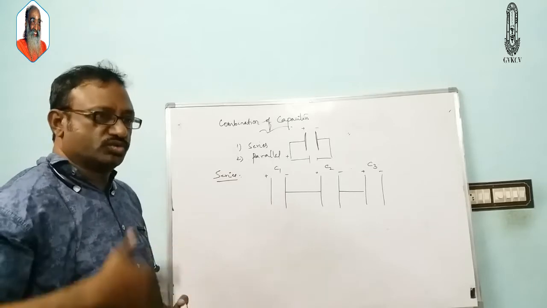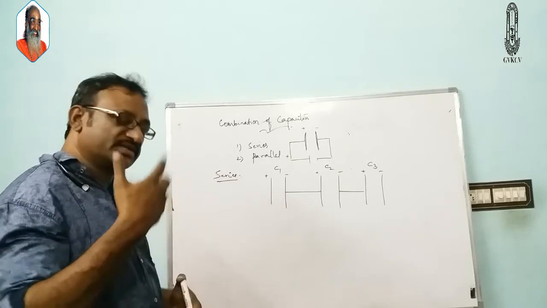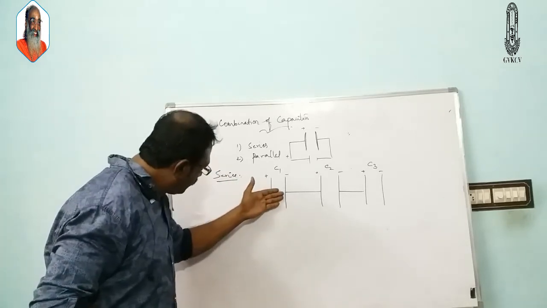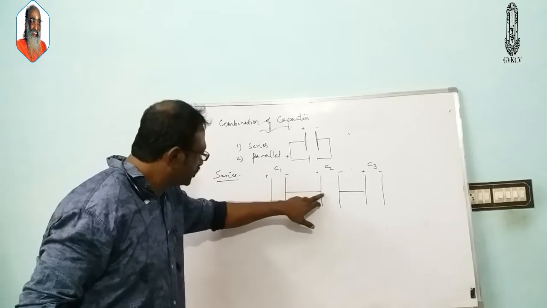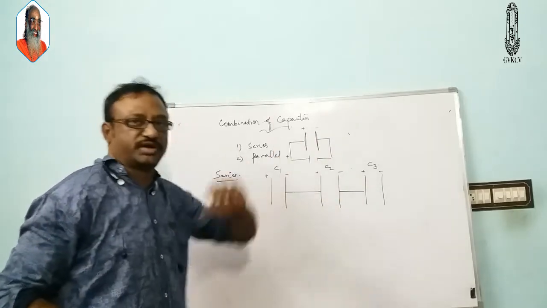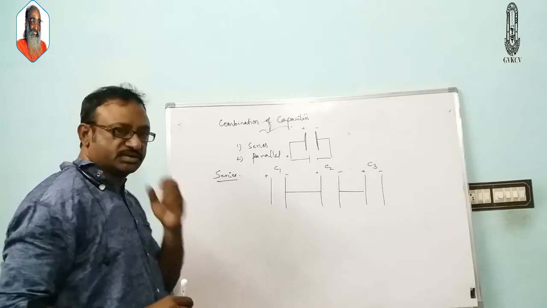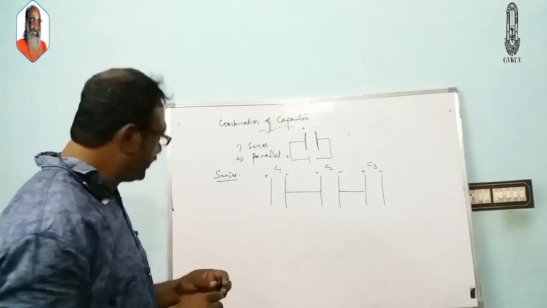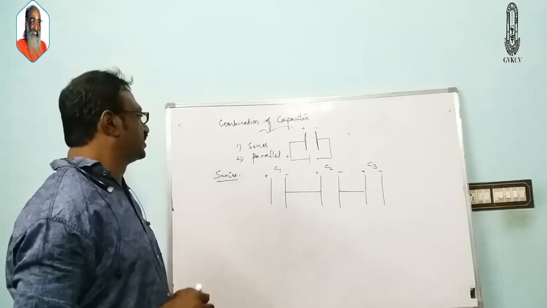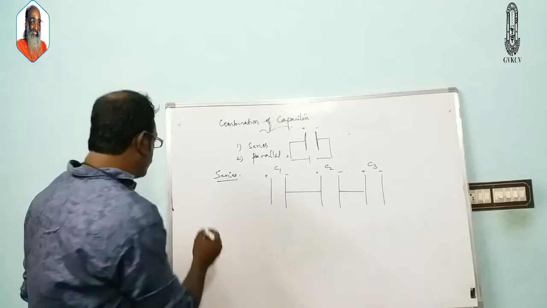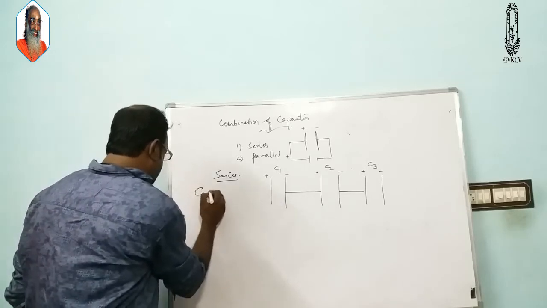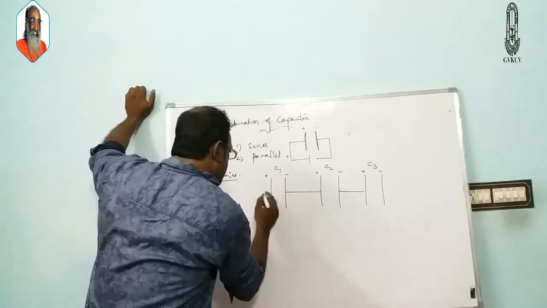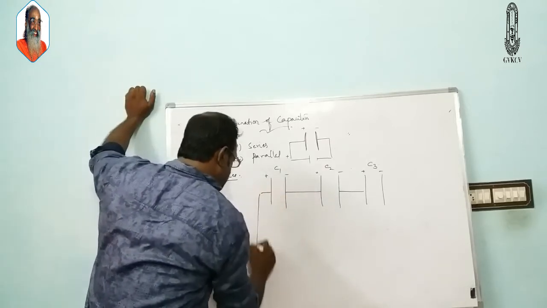How do we say it in a sentence? The negative plate of one capacitor is connected to the positive plate of the other capacitor, and so on. This combination we will call the series combination. So let us see what is the effectiveness of the capacitance of these capacitors when they are grouped in series. Now we want to find the effective capacitance. And here, let us see, the potential V is applied.